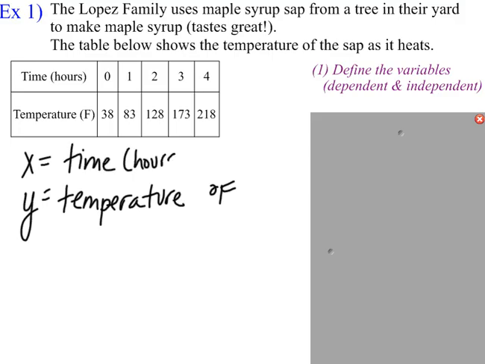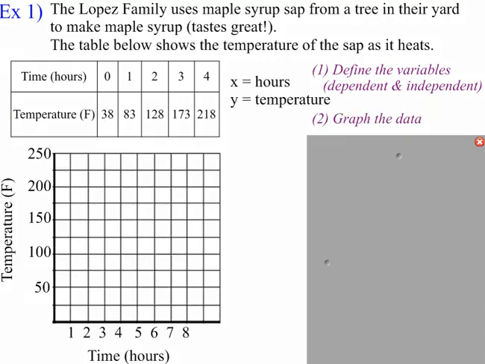Now what's really cool about a table is that it automatically puts it in our independent and dependent order. Always the x values will be on top of the table and the y values will be on the bottom of the table. Okay, so once we figure that part out, our next step is to graph our data. So we're going to take a look at these points, 0, 38, 1, 83, 2, 128, 3, 173, and 4, 218, and we're going to put them on our graph.